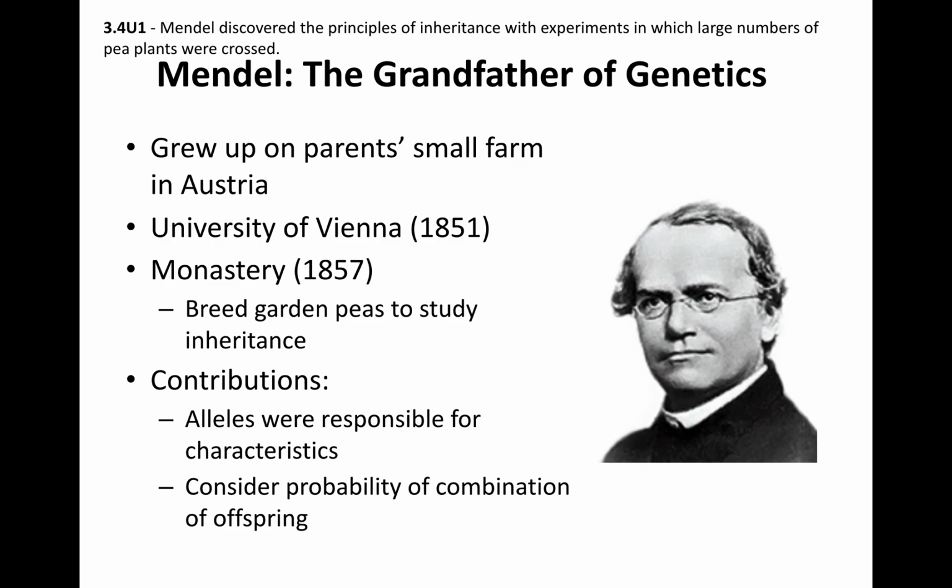And then he considered the probability of different combinations of offspring. So we could predict what an offspring was going to be. Now, this may not have been so much with humans, but with plants and agriculture and different animals, you could breed and try these things out in experiments.